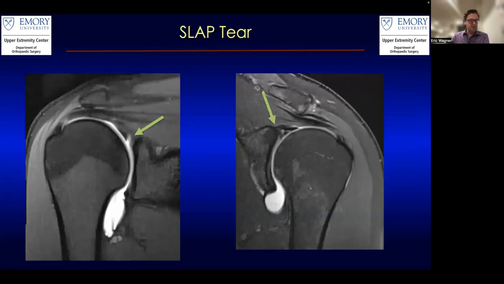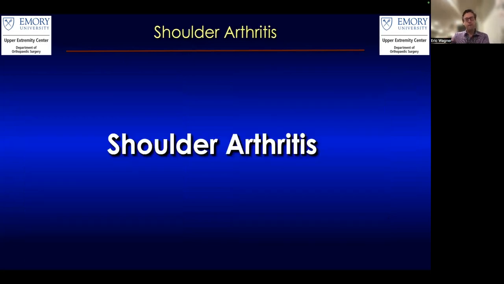This is SLAP tears. That's the anchor to the biceps. The biceps inserts on the superior labrum. So if you have a SLAP tear and you're not a professional or collegiate pitcher, then probably the answer is to treat the actual biceps pathology.